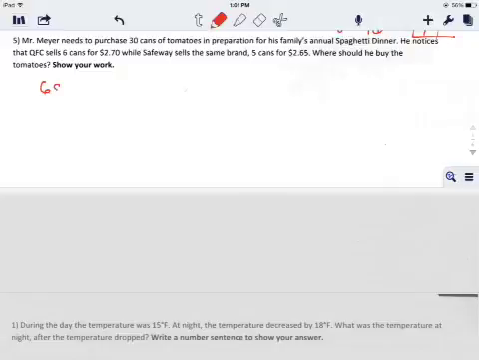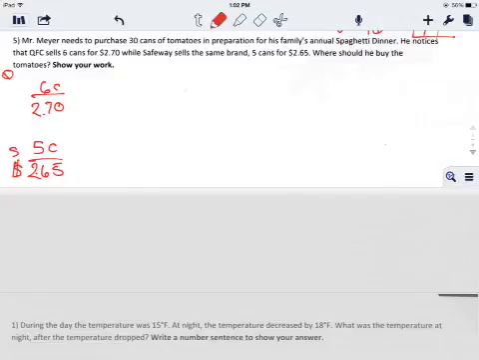I've got 6 cans for $2.70. That's the QFC place. And here's the Safeway. They had 5 cans for $2.65. And the best way to figure out which is the better bargain is to find the unit rate, to find out, well, how much does 1 can cost? Because what's confusing about this is, it seems like, well, $2.65 is obviously cheaper, but you're getting less spaghetti there. You're getting less sauce. You're only getting 5 cans. And $2.70 is more, but you're getting a whole other can.